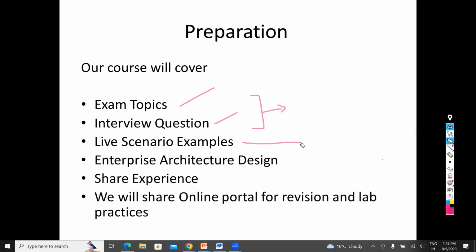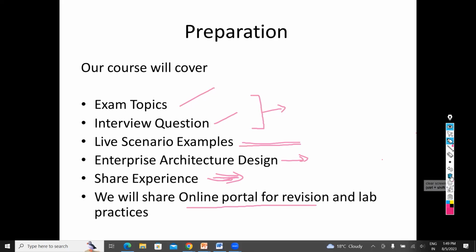We will explain how cloud environments are set up in enterprise organizations, so that if somebody asks in an interview what the live scenarios are or what your organization setup is, we will give you multiple examples on that. And then how we can design the architecture in the cloud. We will share our experience in multiple organizations where we deployed new services or migrated multiple services, and how we managed everything. We will also provide an online portal for revisions and lab practice, so that we will cover.